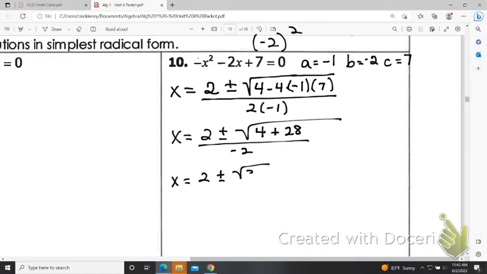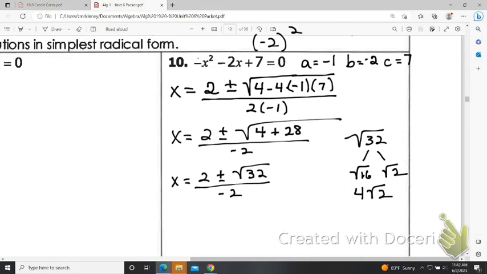So I have the square root of 32 over negative 2. I need to simplify that radical. It's not a perfect square, but I can simplify. And remember that you want to go with the biggest perfect square. So 4 and 8, 4 is a perfect square, but there's another 4 in the 8. So 32, I'm going to think of as 16 and 2. So the 16 is a 4 on the outside, because that's the square root of 16. And then a 2.